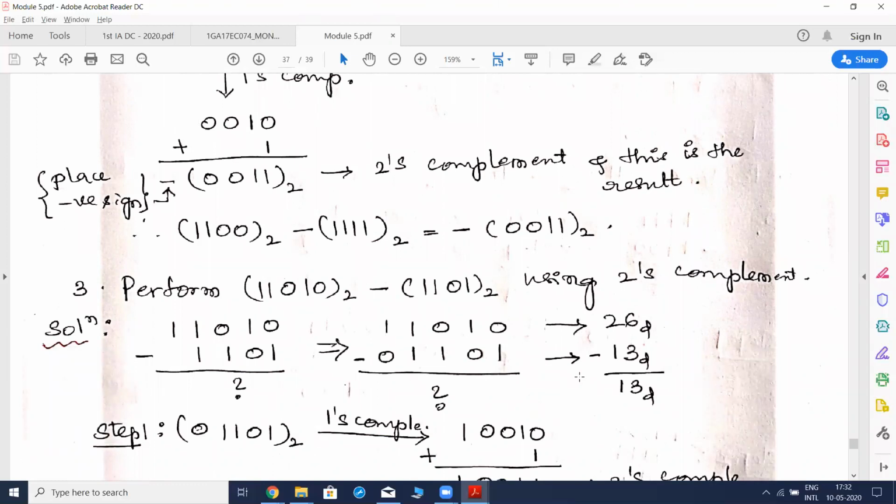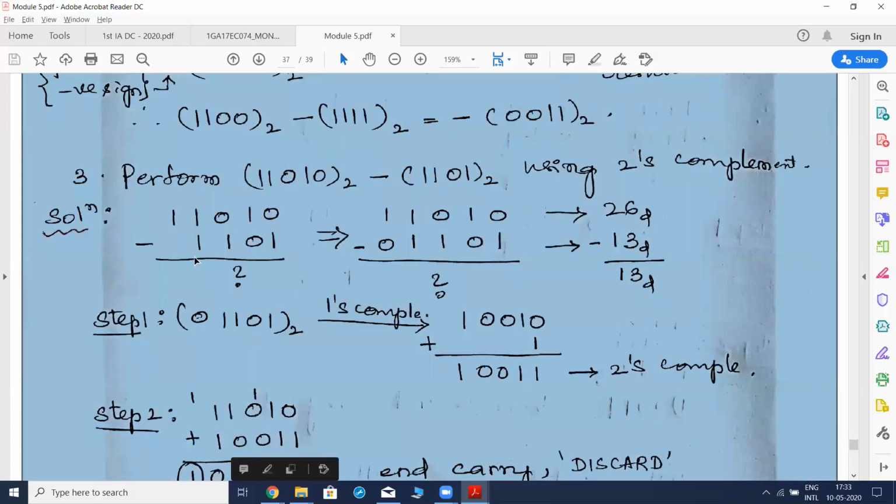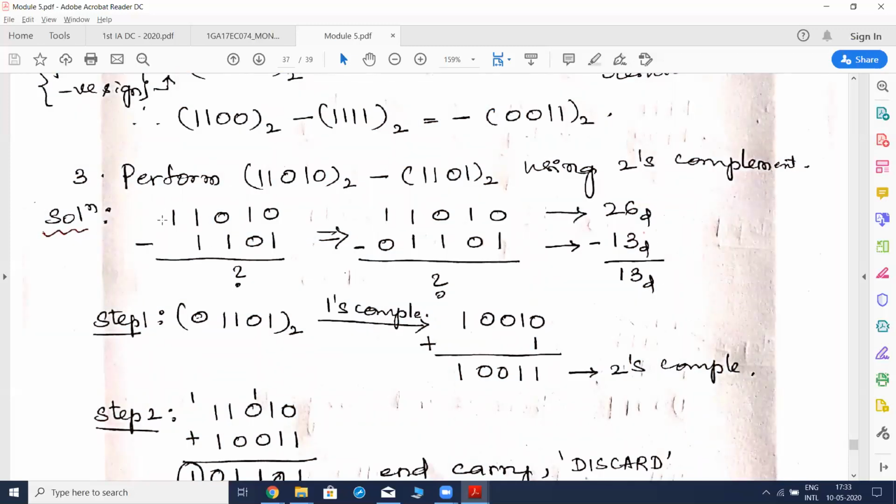Okay, so here is one more problem. Just go through the problem that is given over here. 110101, so using 2's complement. So in order to perform this one, first write down the problem. So our minuend is 11010 and subtrahend is 1101.